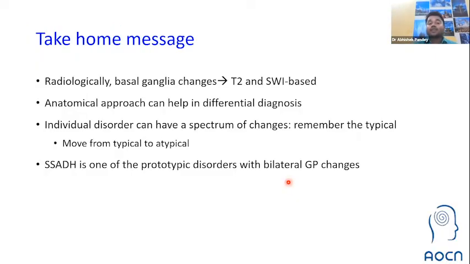My take-home message is that whenever there are radiological basal ganglia changes, T2 sequence and SWI based sequence are necessary. An anatomical approach can help in narrowing down our differential diagnosis. Though an individual disorder can have a spectrum of changes, we have to remember the typical pattern, but we have to move from the typical to the atypical pattern as well. Though rare, SSADH is one of the prototypic disorders with bilateral globus pallidus changes.